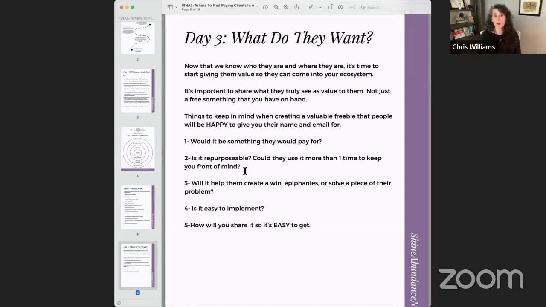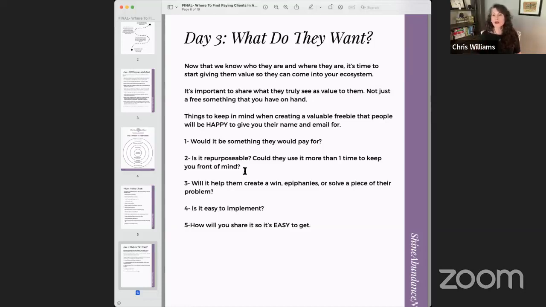So this workbook that you have, this playbook, it's downloadable, it's printable. You can refer to this every single quarter if you want. Anytime you want to refresh on where to find paying clients, you could actually go to these questions. So this is repurposable, and that also makes it really highly valuable. And it keeps your name on something that's repurposable in front of them. Okay, it also establishes you as the leader. So could they use it more than one time?